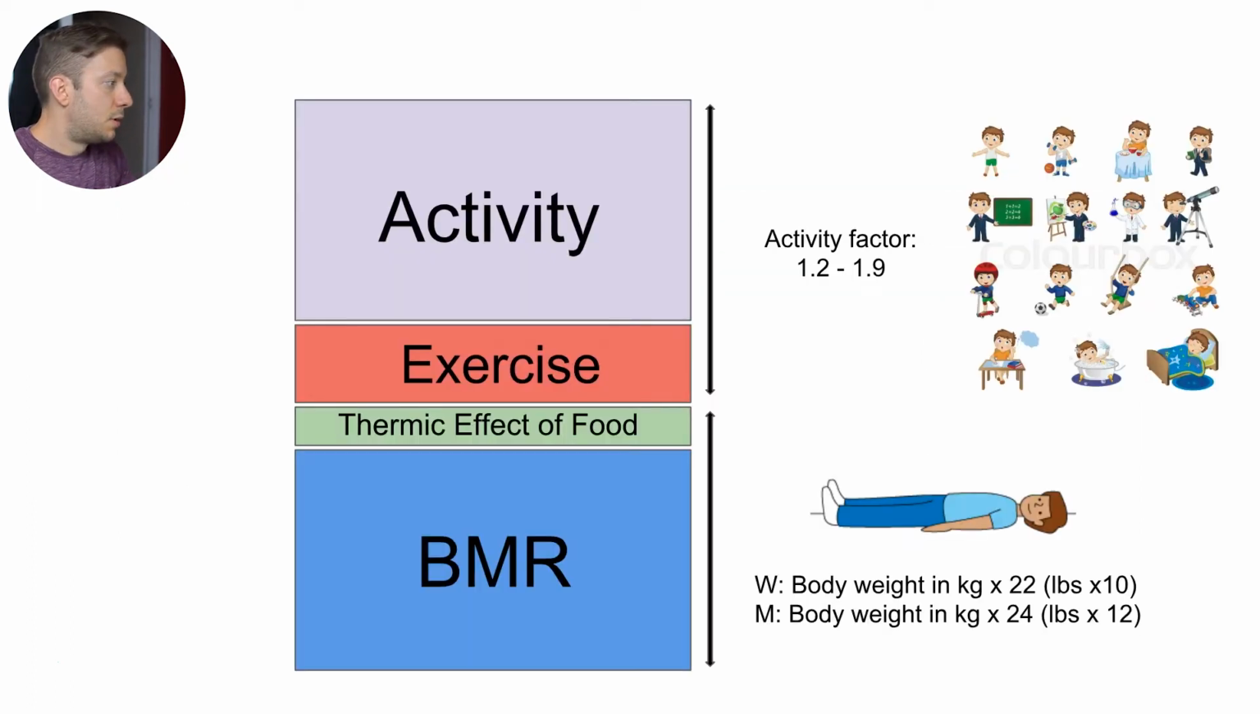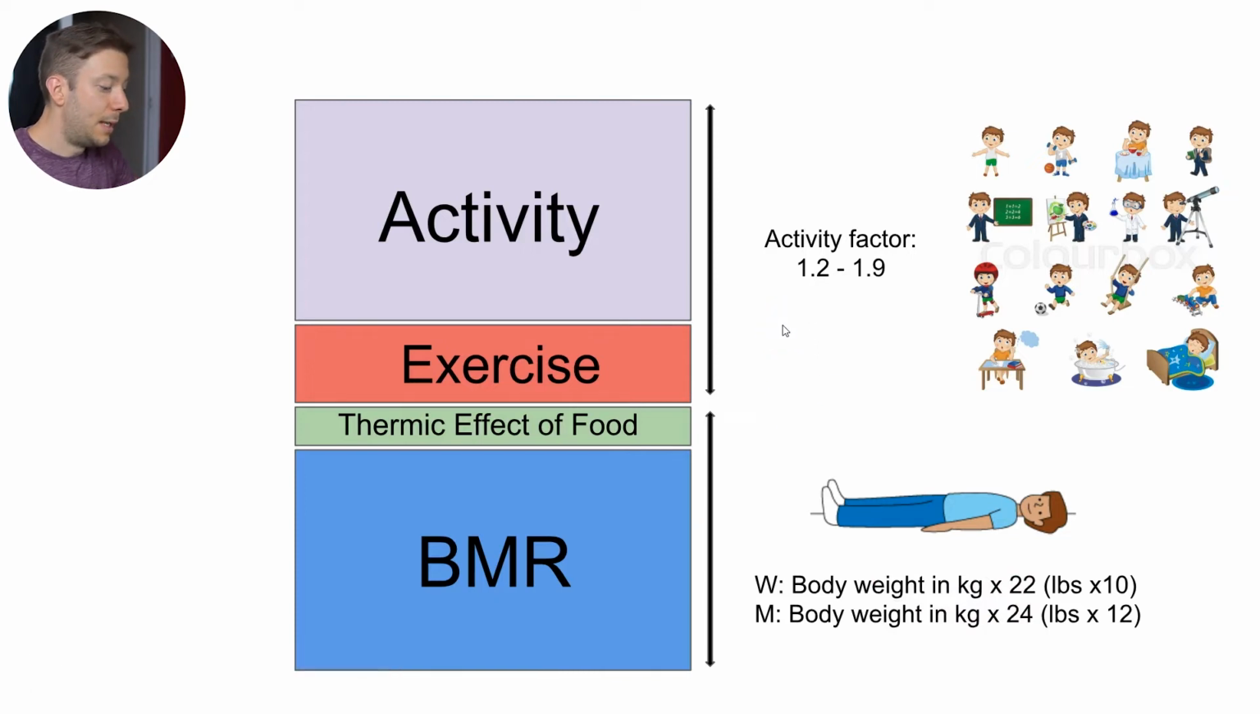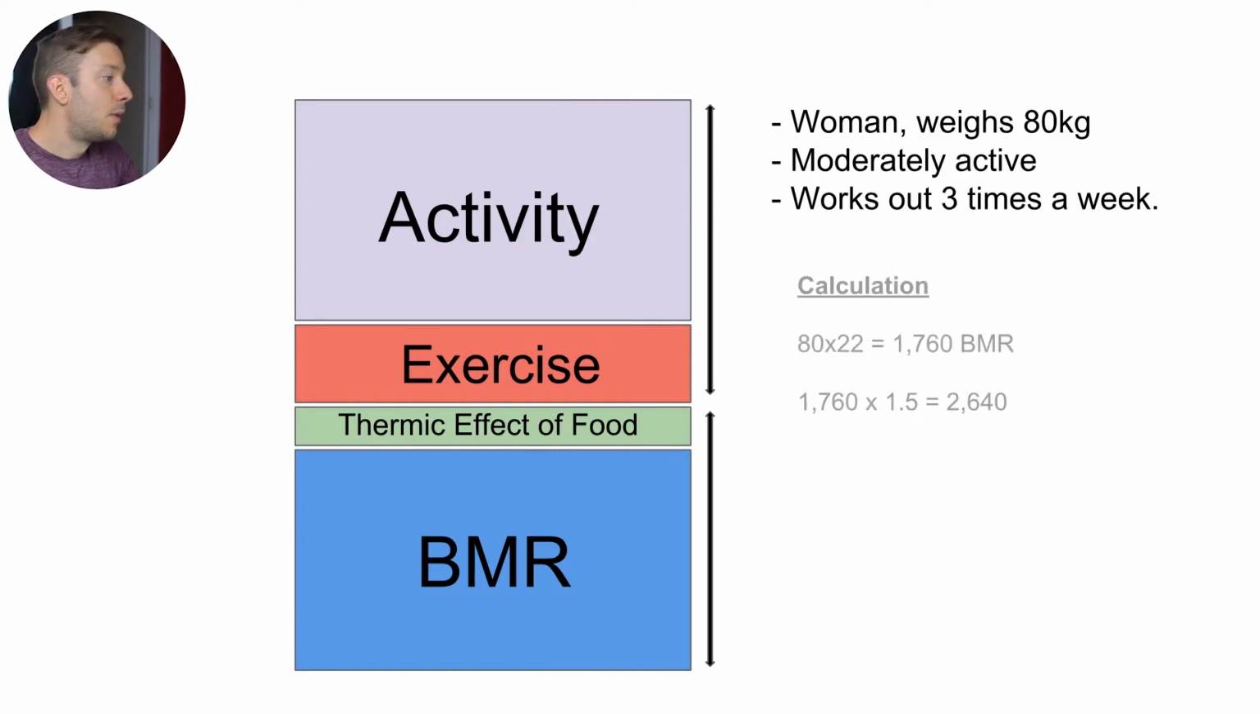So just to go back to that again, what we do is we work out your BMR by multiplying your body weight by 22 or 24 and then multiplying that by the activity factor on how active you are in your day. So let's do a quick example. So we've got a woman and she weighs 80 kilograms. She's moderately active and works out 3 times a week. So what we do, we take her weight, which is 80 kilograms, multiply it by 22, and that gives her BMR. So her BMR is 1,760 calories.